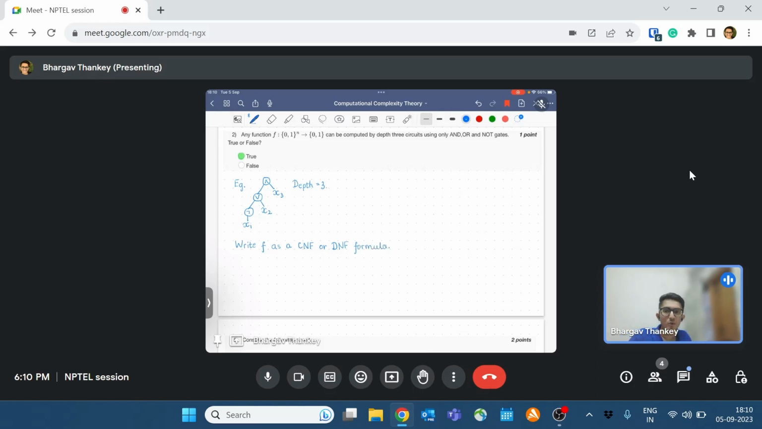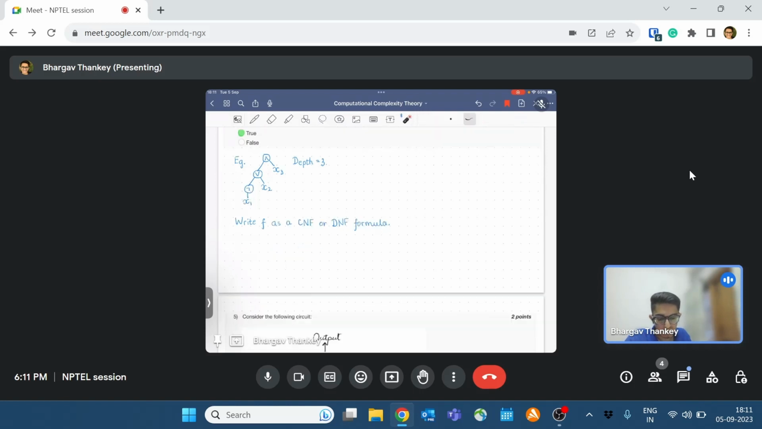First of all, do you know that every function can be written as either a CNF or a DNF? What is a DNF? We know CNF, I think. Okay, so CNF is a conjunctive normal form, so it is an AND of ORs. Similarly, DNF is a disjunctive normal form, so it's an OR of ANDs. So, do you know that every F can be written as both a CNF and a DNF?